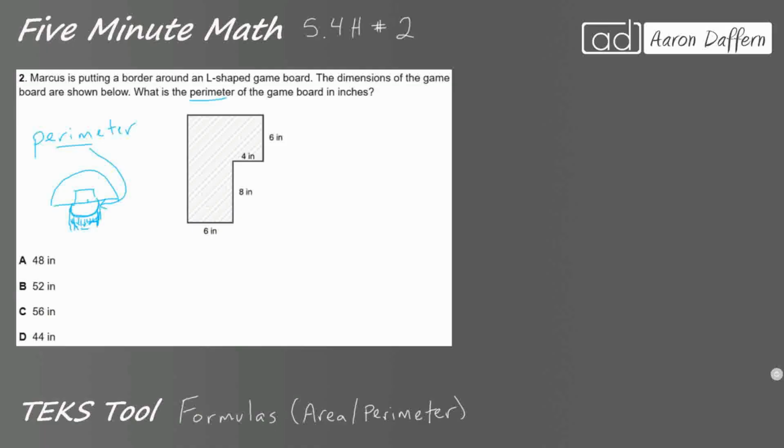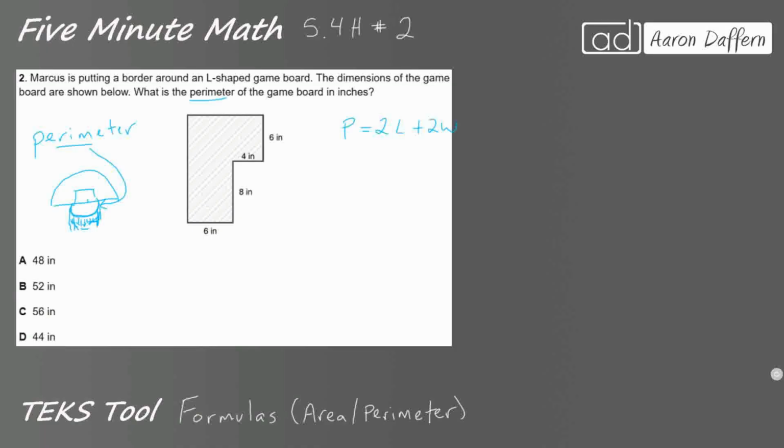So that's how I keep track of the difference between perimeter and area. Area is on the inside. The rim is on the outside. So I need to find the outside of the shape. Well, it's not a regular rectangle, right? If we look at the rectangle formula, we can say double the length plus double the width, and that would work if it were a rectangle. But this is not a rectangle.